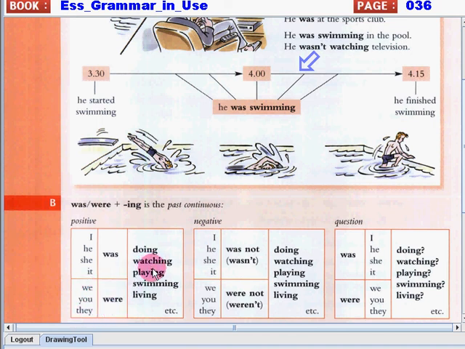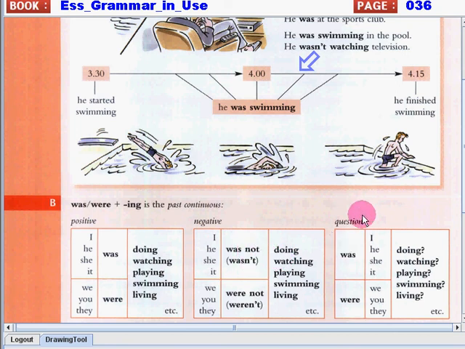Of course, for the negative sentence, we just have to add the word not between our be verb in the past and our verb in present tense plus ing. Okay, let's read the following. I was not. I wasn't doing. He was not. He wasn't doing. She was not. She wasn't doing. It was not. It wasn't doing. We were not. We weren't doing. You were not. You weren't doing. They were not. They weren't doing.